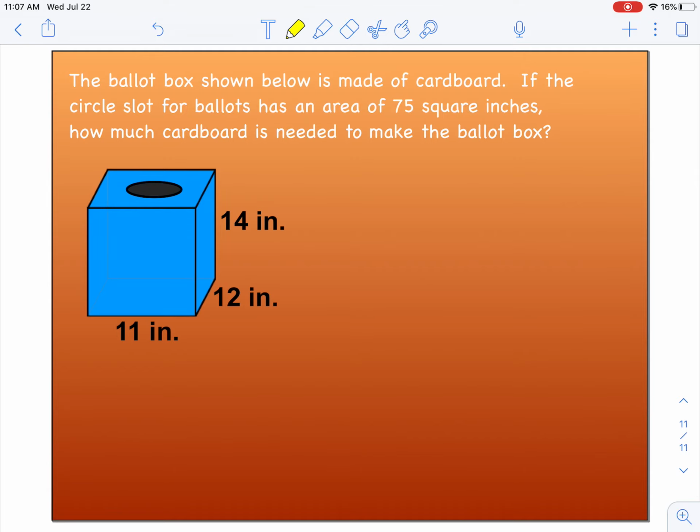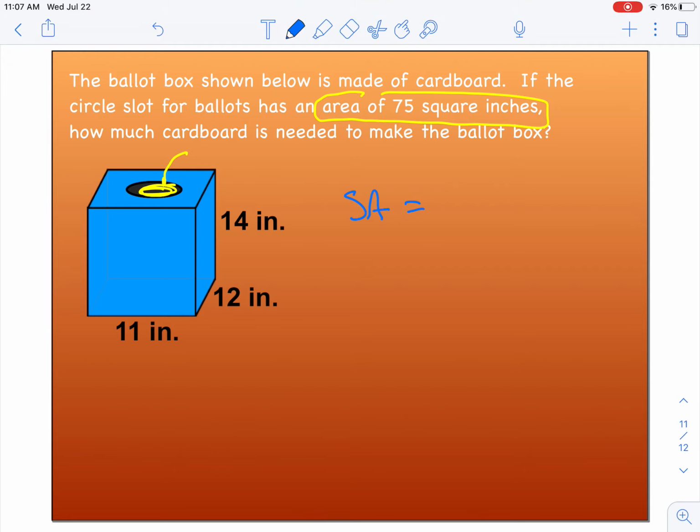And we'll do this one together. It says the ballot box shown below is made of cardboard. If the circle slot for ballots, so that's this part right here, has an area of 75 square inches, how much cardboard is needed to make the ballot box? So really what we're doing here is kind of a combination. I think this seems like it's a little misplaced, but that's okay. We're going to basically find the surface area of this prism, and we're going to subtract out that area of 75.